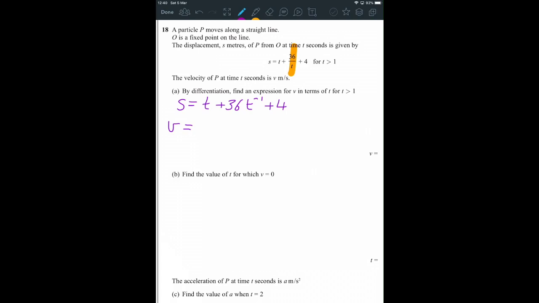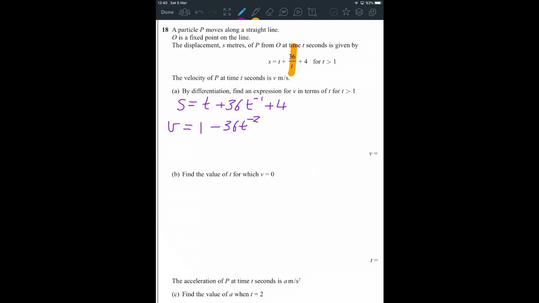Remember, in our useful facts, a letter on its own just differentiates to the number in front. t differentiates to 1. Otherwise, we bring down the power. So here we need to multiply by -1, then reduce the power by 1. And any numbers differentiate to nothing. They just disappear completely. We have found an expression for V in terms of t.